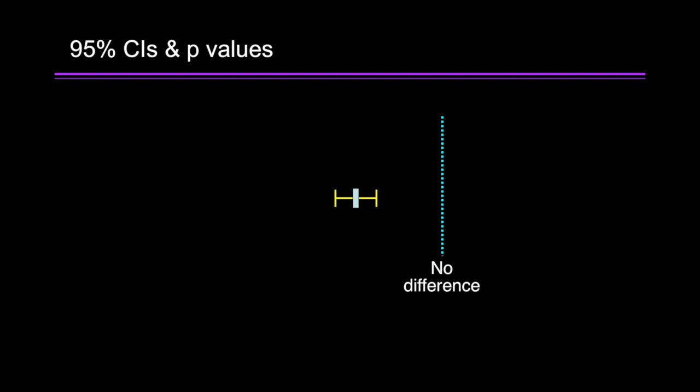Imagine a nice tight confidence interval well away from no difference. That's going to be highly statistically significant. A p, say, less than 0.001. But as the confidence interval begins to approach no difference, the p-value will get higher. It gets really close, maybe p equals 0.04. And in fact, if the confidence interval terminates on no difference, p equals 0.05. That's a fun fact to tell your friends.